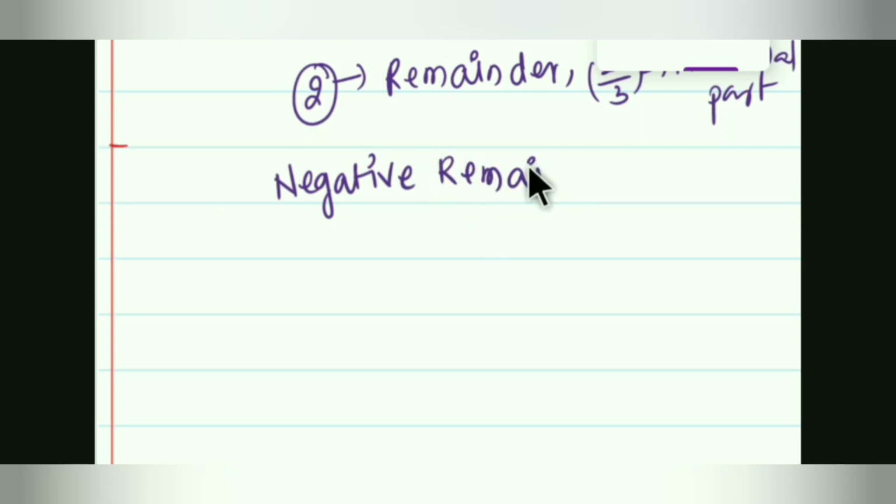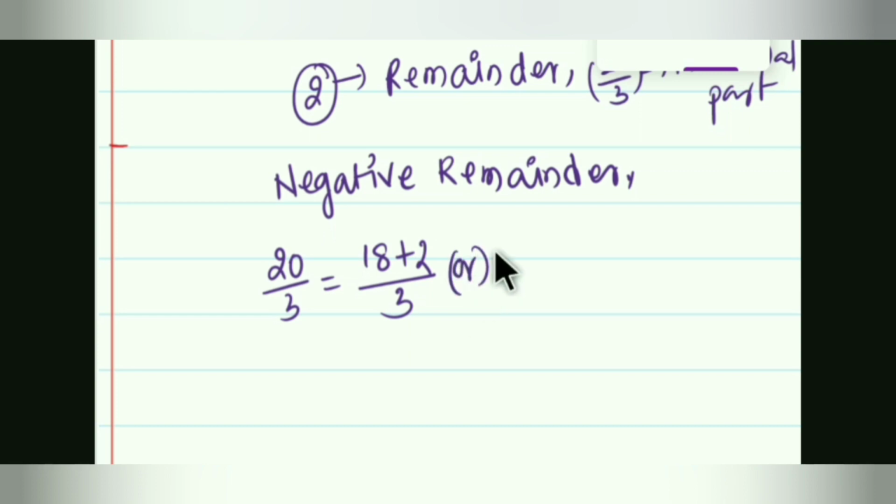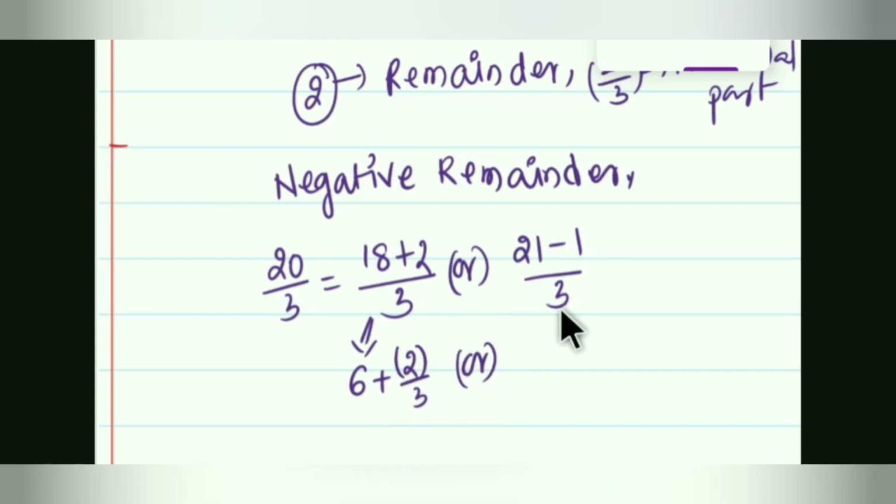I will explain it. Again, same example. So the meaning of negative remainder. If I am taking 20 divided by 3, there are two ways of writing this. We can write 18 plus 2 divided by 3, or we can write 21 minus 1 divided by 3. If you take the first one, you will get 6 plus 2 as a remainder, 3 is dividing. In this case, 21 by 3 will be 7 plus minus 1 is a remainder, divided by 3.